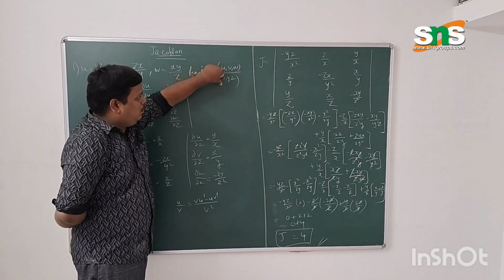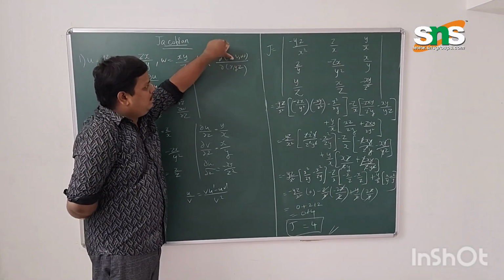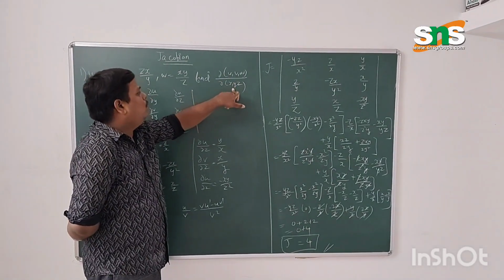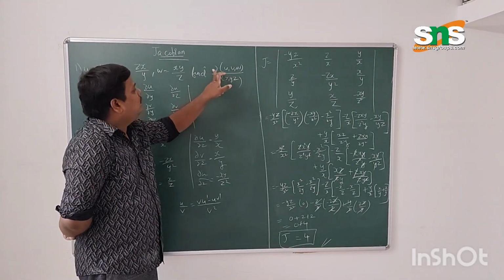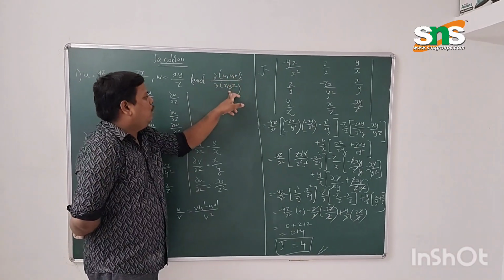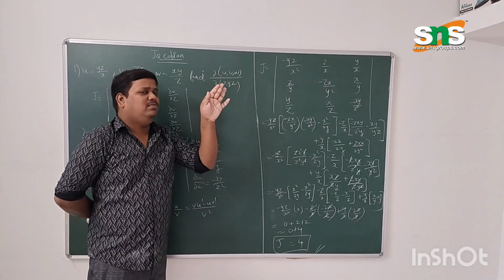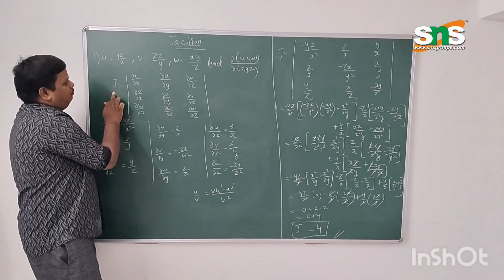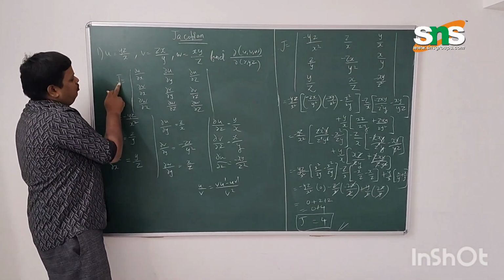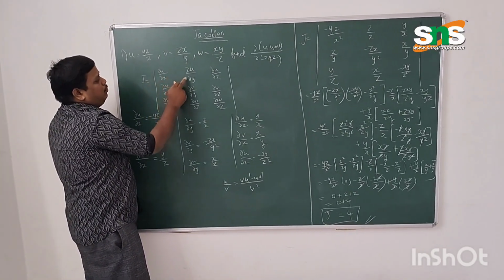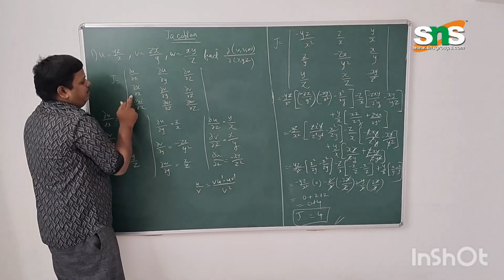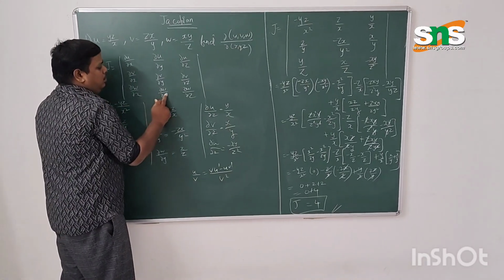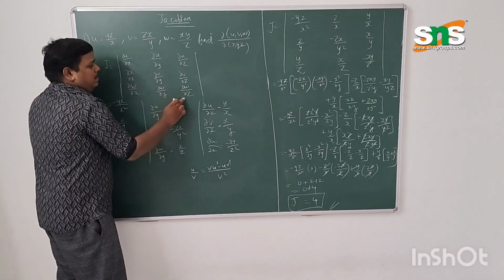The three functions we have to differentiate with respect to x, y and z. First, write the Jacobian matrix formula. J represents the Jacobian, so J is equal to the matrix with rows: dou u by dou x, dou u by dou y, dou u by dou z; dou v by dou x, dou v by dou y, dou v by dou z; dou w by dou x, dou w by dou y, dou w by dou z.